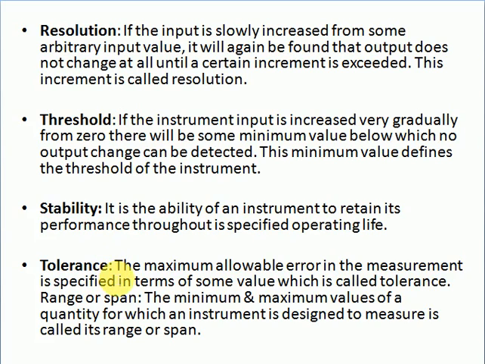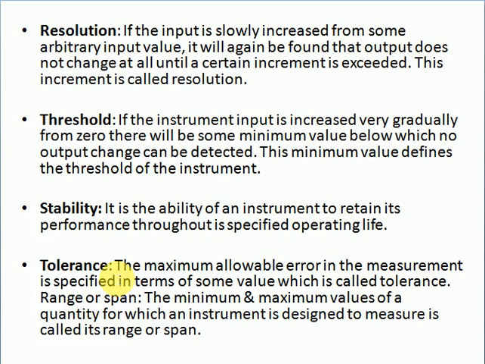Next is tolerance. So what is tolerance? Tolerance is the maximum allowable error in the measurement, specified in terms of some value, which is called tolerance. It is the maximum allowable error that is specified in terms of a certain value, and it specifies the maximum allowable deviation of a manufactured device from a mentioned value.